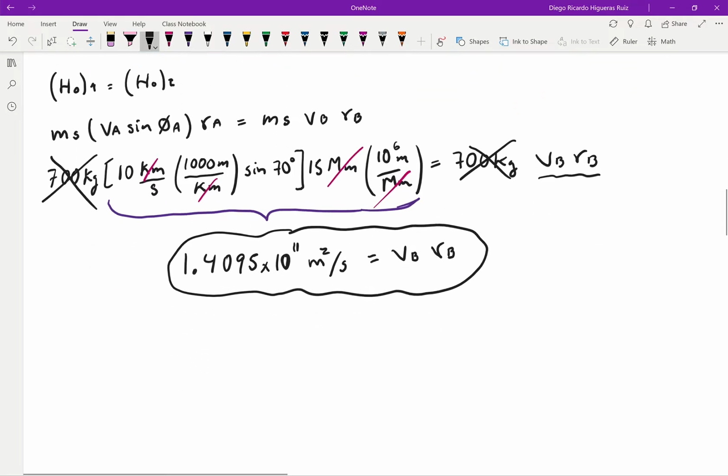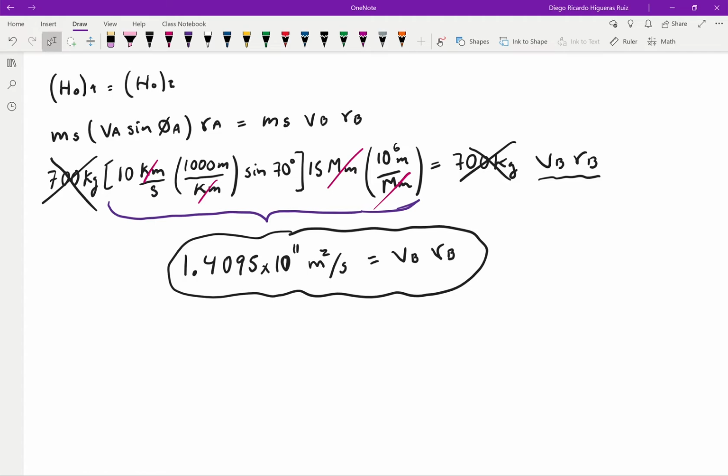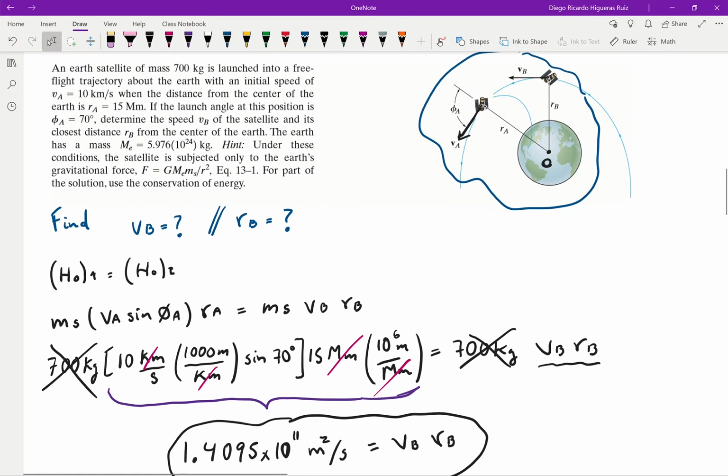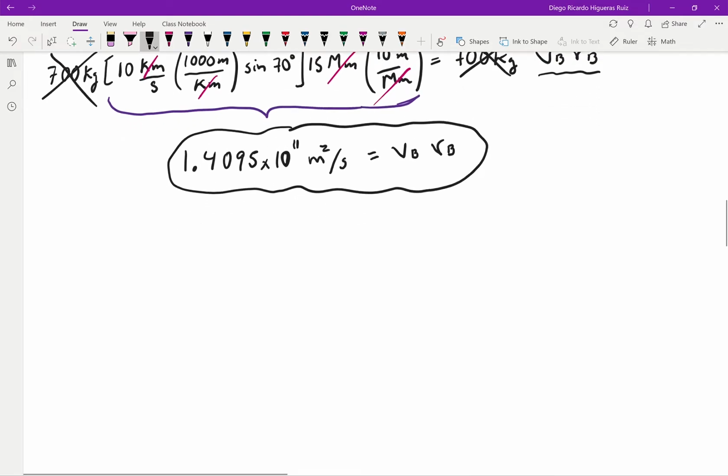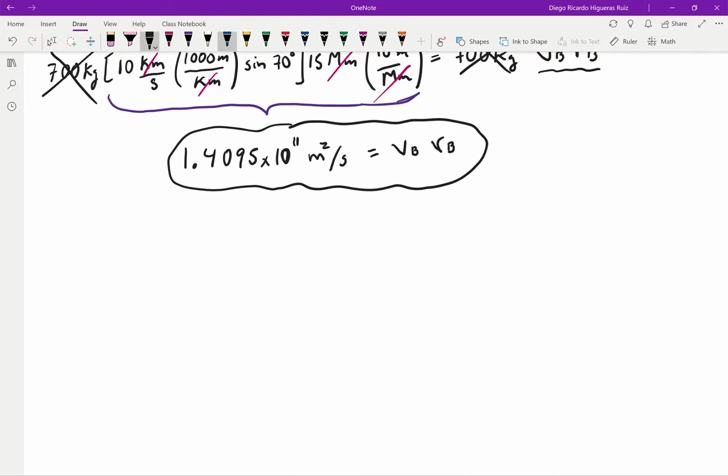Alright, so you can see we have one equation and two unknowns, so we need one more equation. Excuse me. Let's see what else we can do. The problem gives this hint right here, so we're going to follow that advice. We're going to apply conservation of energy.